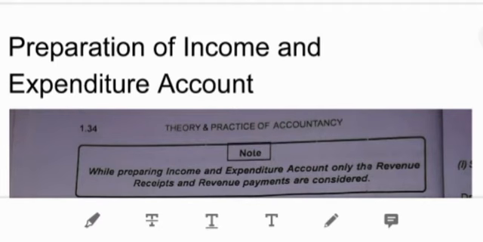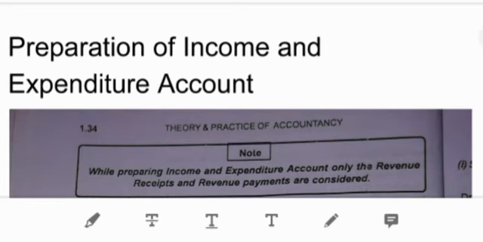So today we are going to continue this topic, preparation of income and expenditure account. Now in the questions we have to prepare income and expenditure account from the receipts and payments account. Now you all know that receipts and payments account is prepared on cash basis of accounting. An income and expenditure account we have to prepare on accrual basis of accounting.